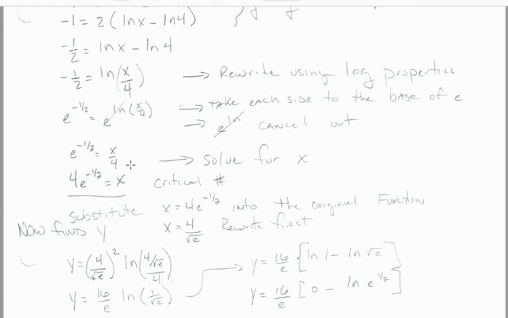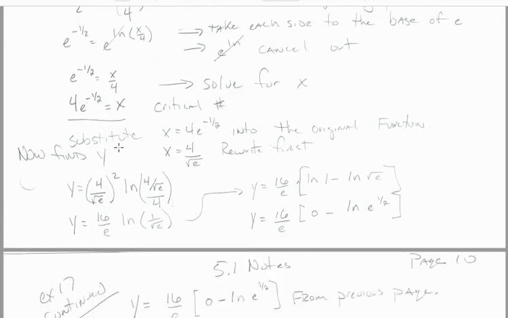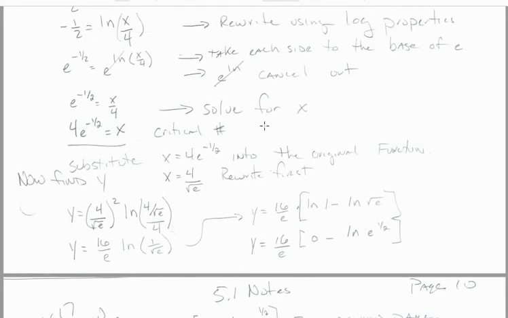Just solve this for x, so we're going to multiply both sides by 4. So that's our critical number, x equals 4e to the minus 1/2. Now, because that's just the x value, we're going to take that and substitute it into the original equation to get the y value.